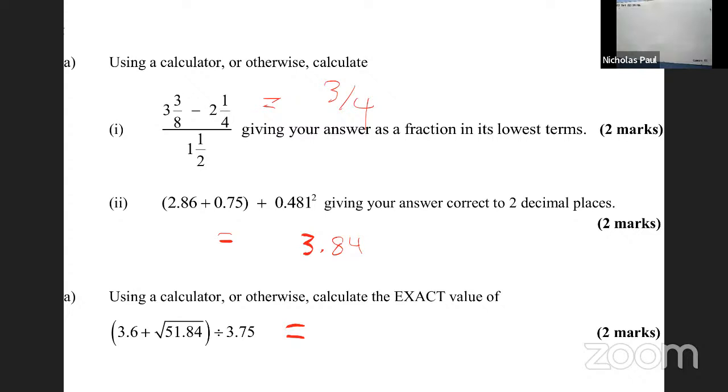How much did you all get for the exact value? 2.88 for the exact value. Exact value means the whole thing, 2.88. Okay, nice. Right, 2.88. Let's go again. Let's try the next one.